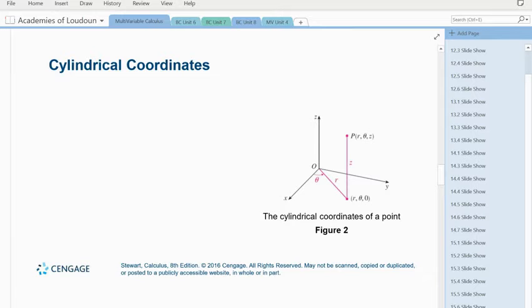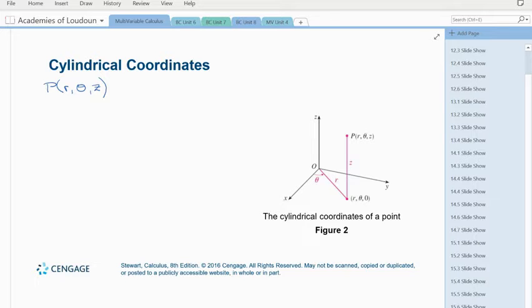So in the cylindrical coordinate system, a point P in 3-dimensional space is represented by the ordered triple P of r, theta, z, where r and theta are polar coordinates of the projection of the point P onto the xy plane, and z is then the directed distance from the xy plane to point P, as shown in Figure 2.